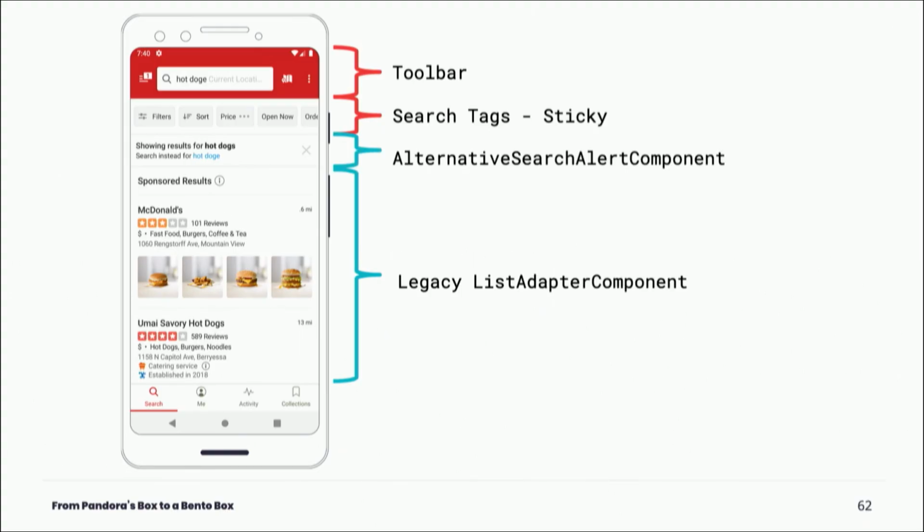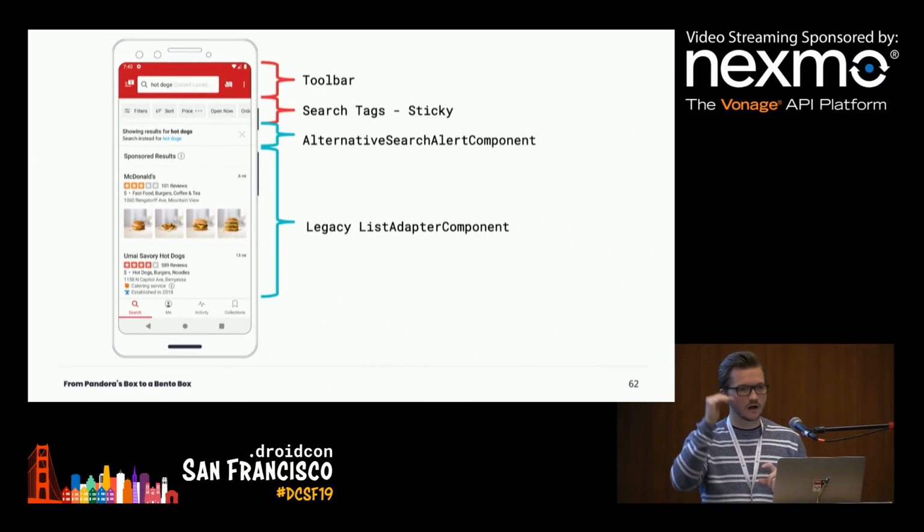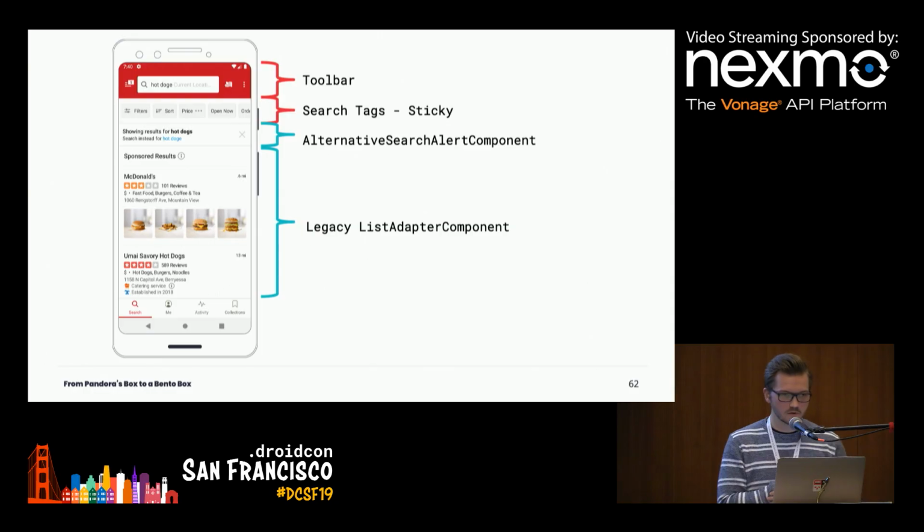So what we could do is, let's say we wanted to start by creating a start at the top of our list. What we would do is we would remove or delete the logic in our list adapter that creates the view for our alternative search alert. Instead, we would create a new alternative search alert Bento component, and we would add that to our list first, and then we could add the legacy list adapter component below it. And in that way, we can slowly transition from top to bottom all of these different views into Bento components. So how can we actually make this a reality?